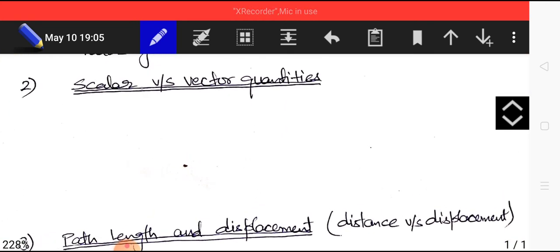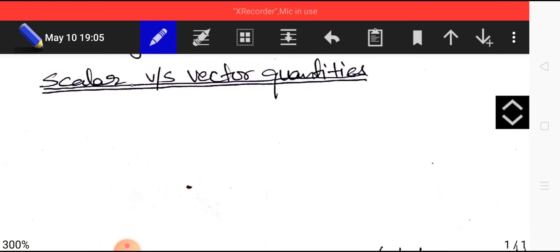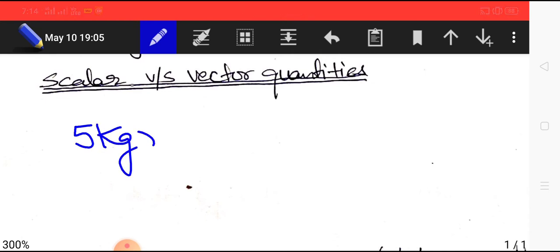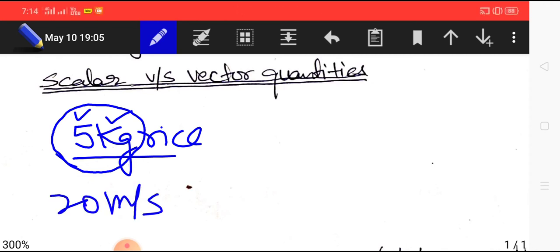Next is scalar versus vector quantities. This is very important as now you are in class 11th and you are studying your physics. Vectors play a very important role in physics and mathematics for class 12th and onward classes. So a scalar is a quantity which has only magnitude. For example, 5 kg rice. So this 5 kg rice has nothing to do with the direction. It is only the magnitude, and the magnitude is the multiplication of numerical value and the unit. Like speed, 20 meter per second, it is scalar.